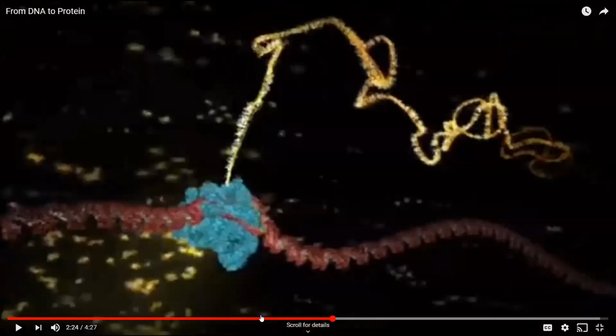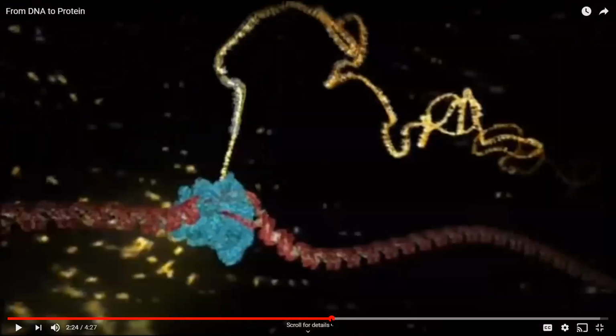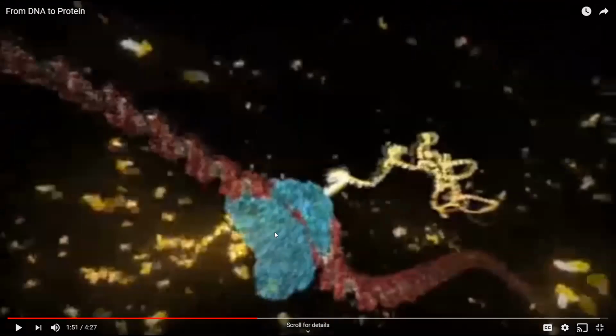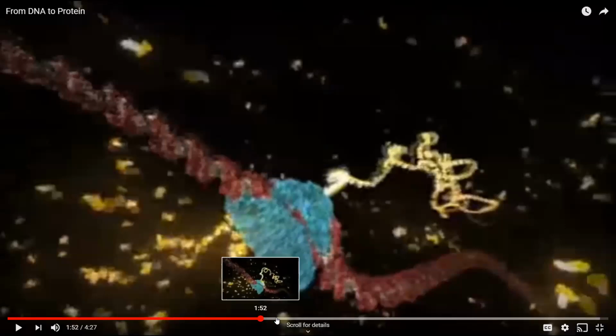Okay, past that. What you just watched was transcription. So what they did is they took DNA and made a copy of DNA into RNA. That really giant blue structure, the structure right here, is your RNA polymerase. So we're going to go ahead and move forward, and I'll stop again in a minute.